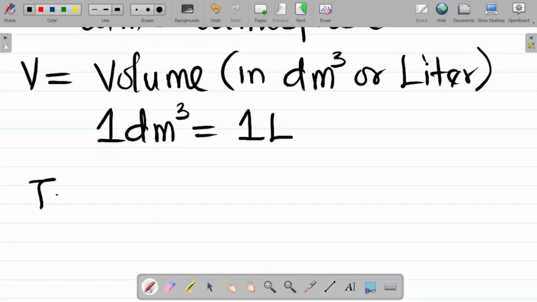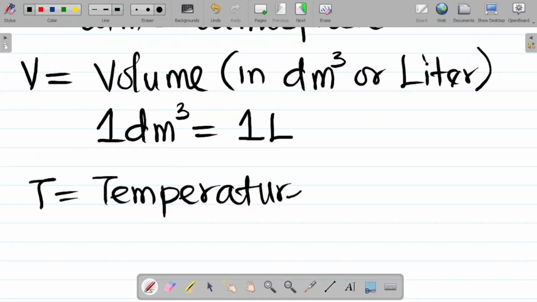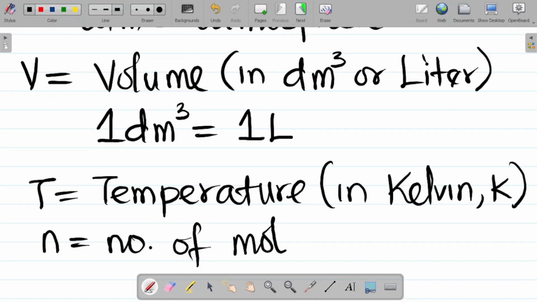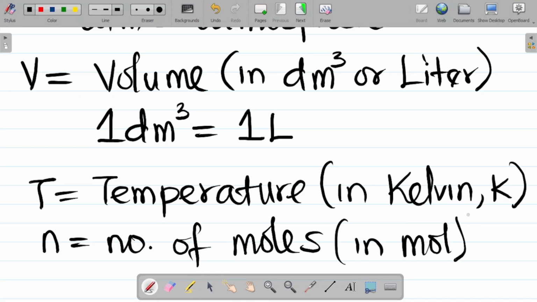T is temperature. T is temperature in Kelvin, that's K. And of course, n, as we said, is equal to the number of moles, in MOL. All right, so this is what I have for this.